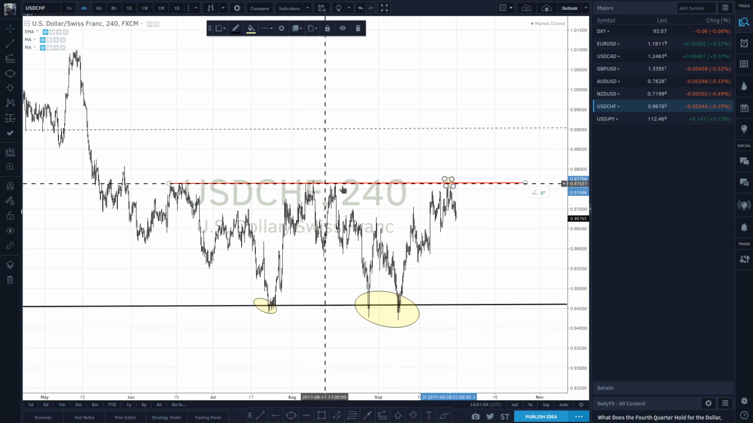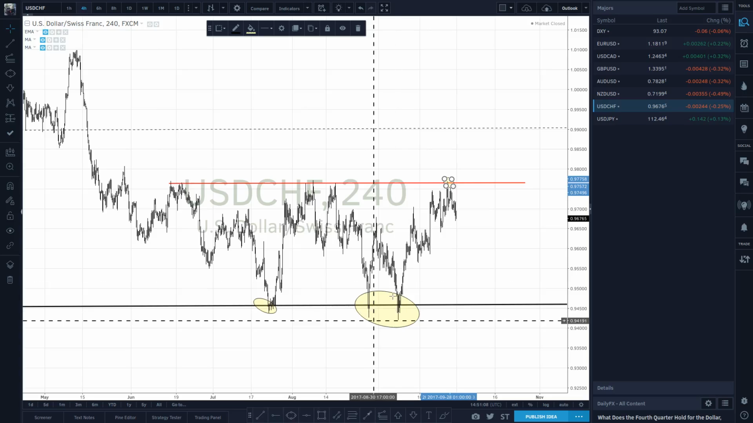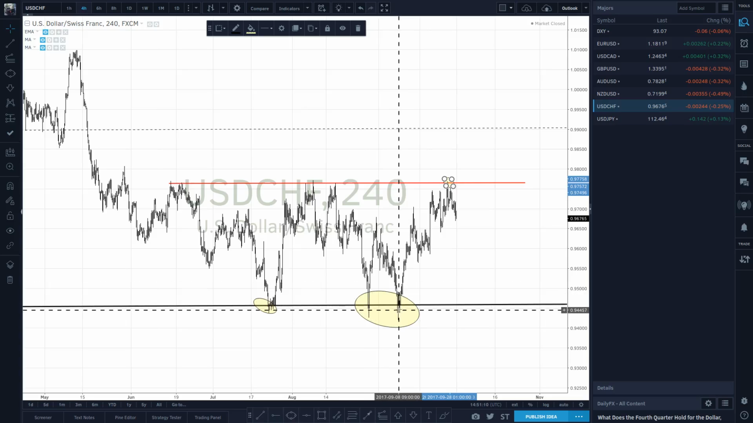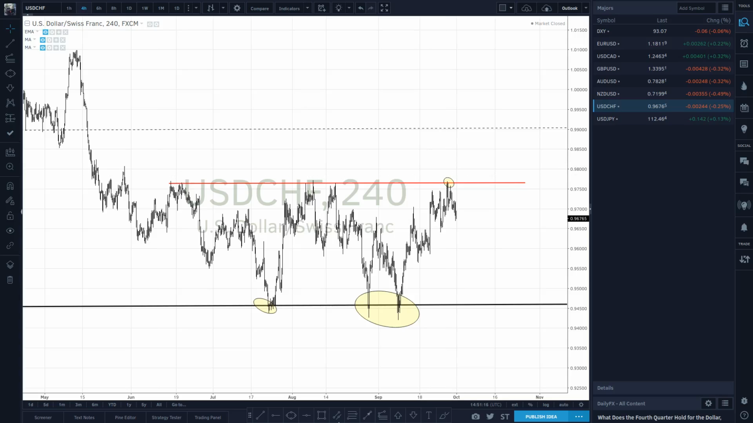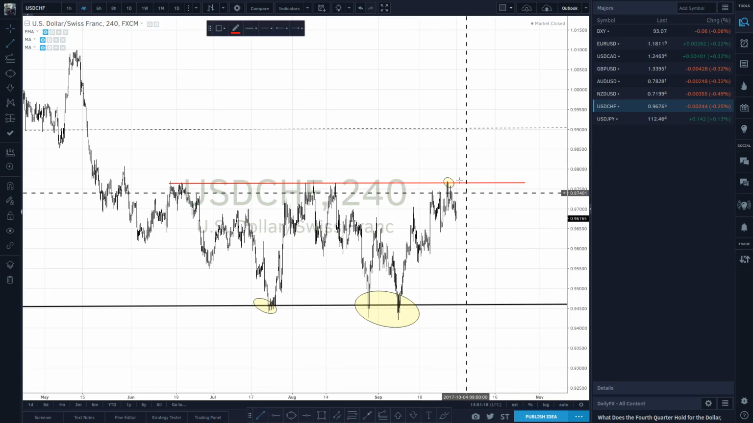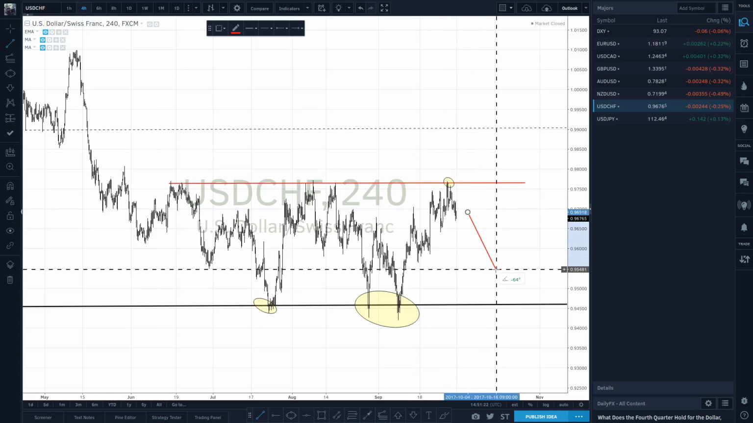The only good place it looks like if you were to trade long was down here. It's the only place I can see putting a stop behind. If you were to do the sell, this would be it right here. You would keep your stops behind here and you would look for the pair to head lower.